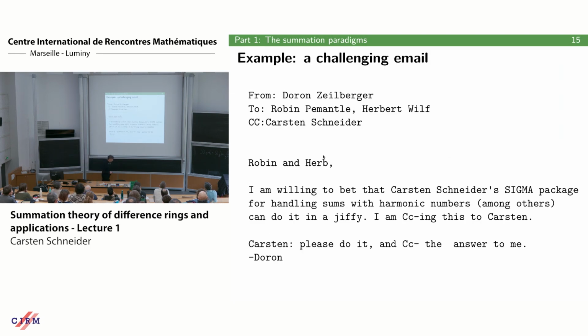Here's another example. I love to show it, and I have to show it once more at least. I got once, a long time ago, an email from Doron. At that time, Herb still was alive. He sent it to Robin and Herb. "I'm willing to bet that Carsten Schneider's Sigma package for handling sums with harmonic numbers can do it in a jiffy. Carsten, please do it and CC the answer to me."